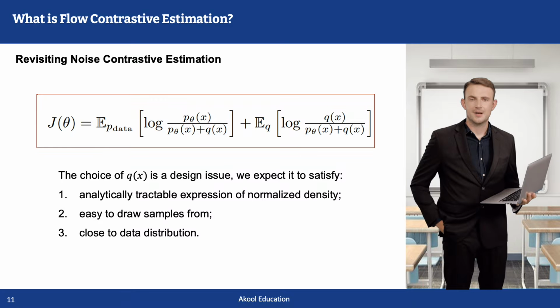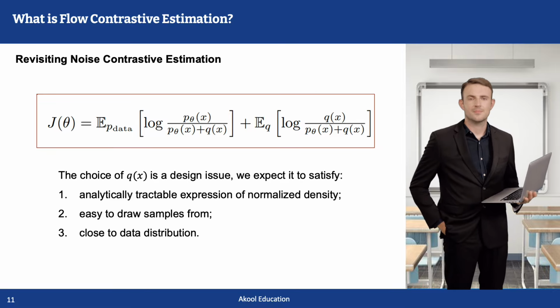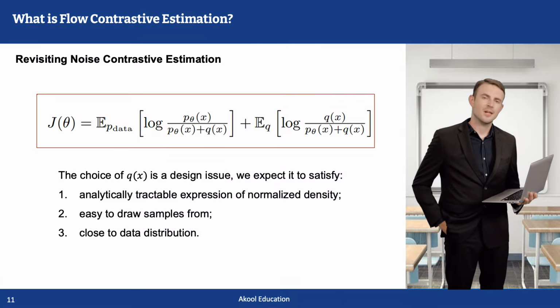Recall that NCE reframes density estimation as a classification task between data samples and noise samples. The objective function encourages the model to assign higher scores to real data samples and lower scores to noise samples. One key design question in NCE is, how should we choose the noise distribution Q? Ideally, Q should satisfy three important properties.